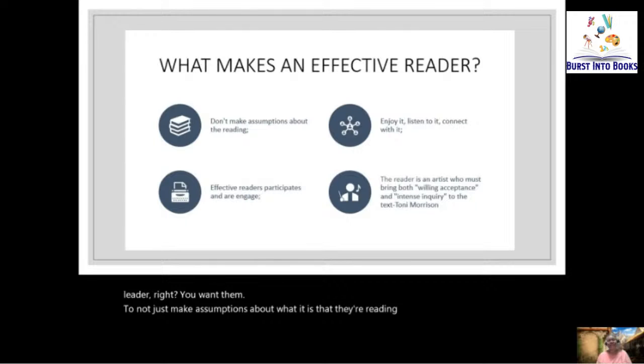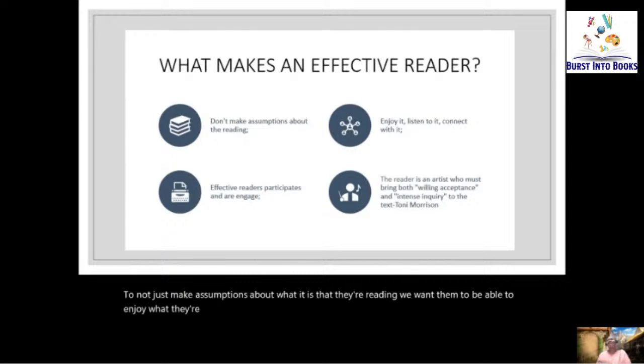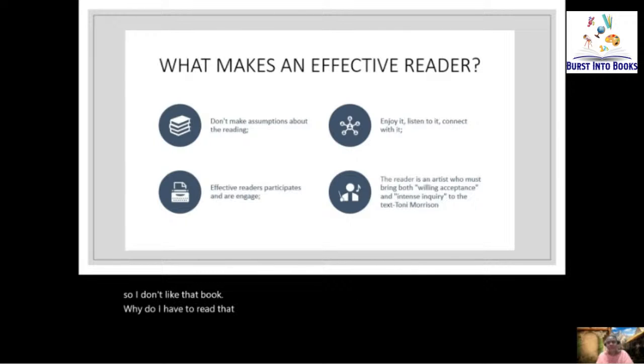We want them to be able to enjoy what they're reading as well, because I know that some of the challenges our kids face every day at school, maybe in an English class, is, oh, I don't like that book. Why do I have to read that book? That book is boring, right? But we want them to enjoy the book that they're reading.